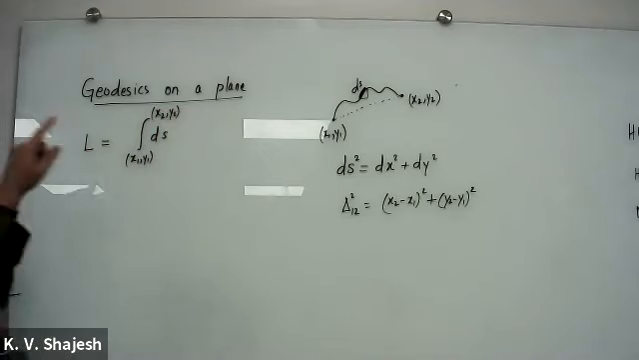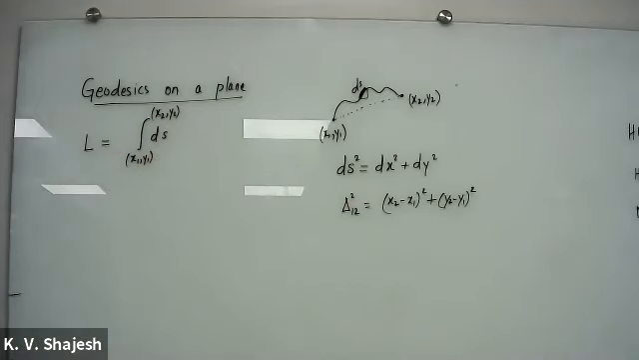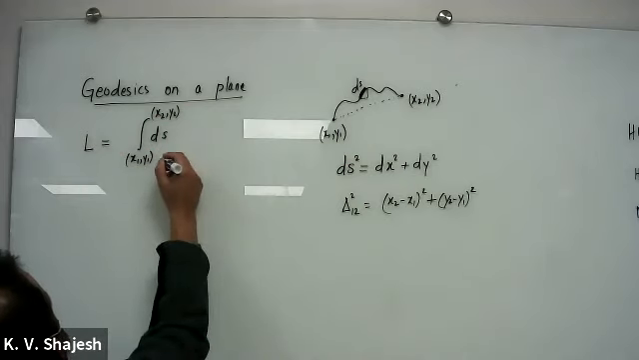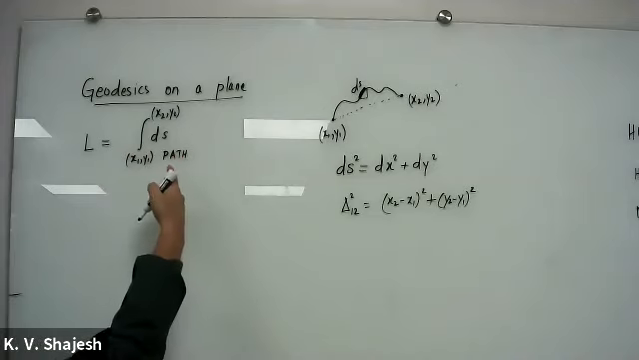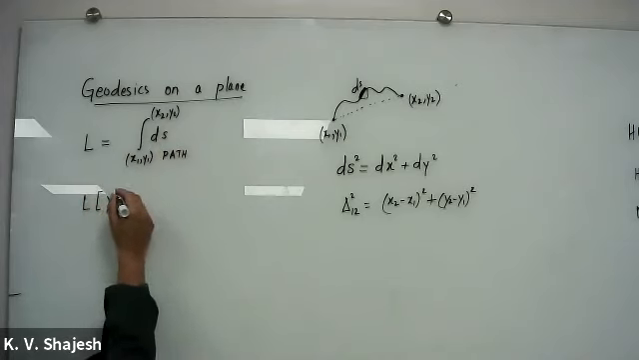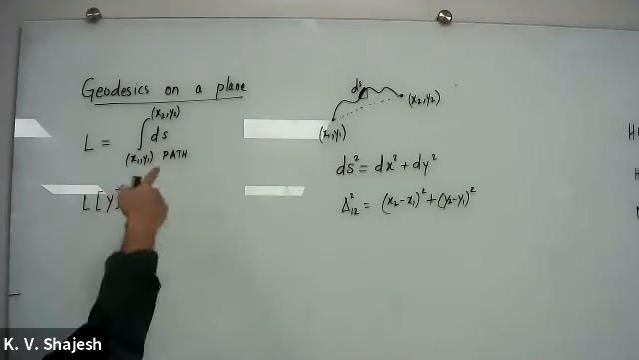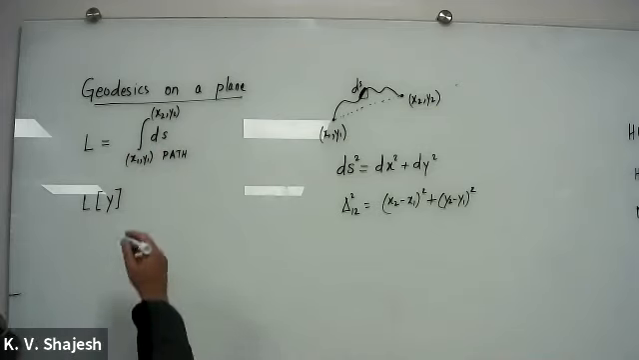And of course, this depends on a path, right? Going from 1 to 2. How do I specify that? So I have to specify the path. Or I can get rid of the path and say this is a functional of y, where y is the path. So y is any possible function there.